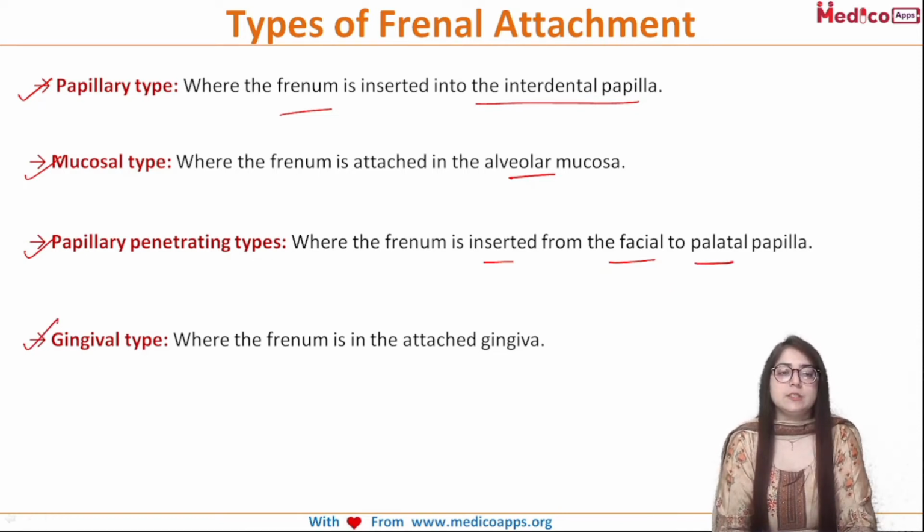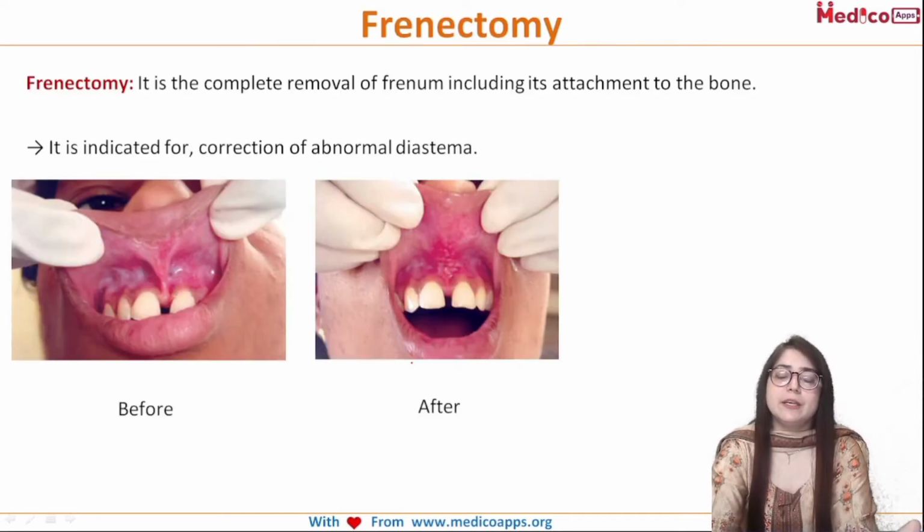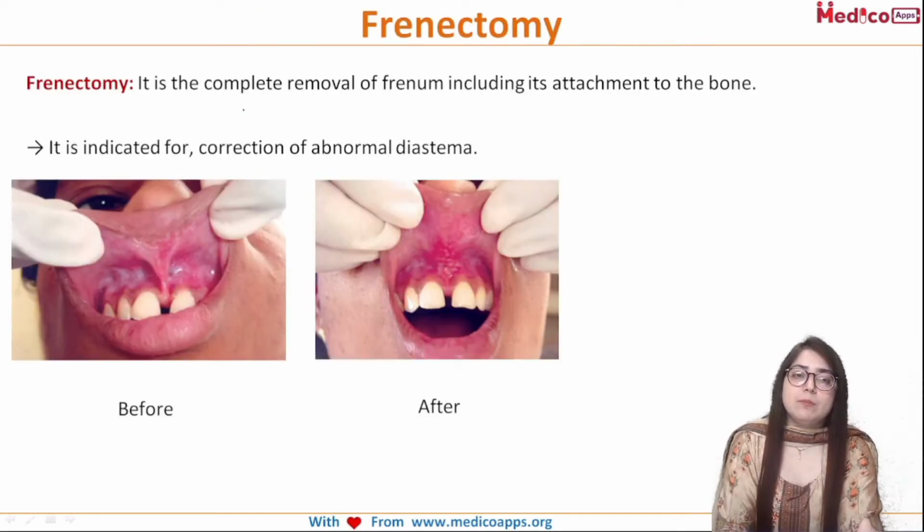Then fourth is the gingival type. When the frenum is attached in the attached gingiva itself, at that time it is gingival type. Now, frenectomy is the complete removal of the frenum, including its attachment to the bone.